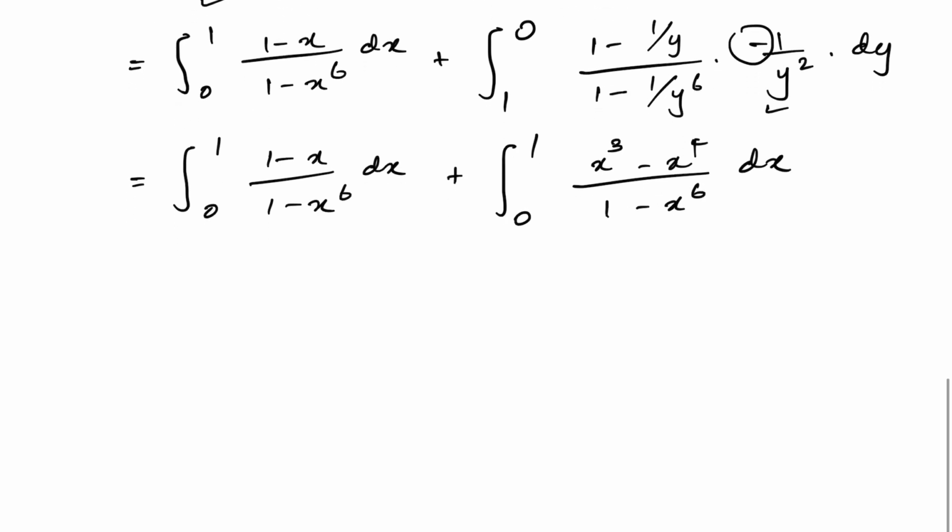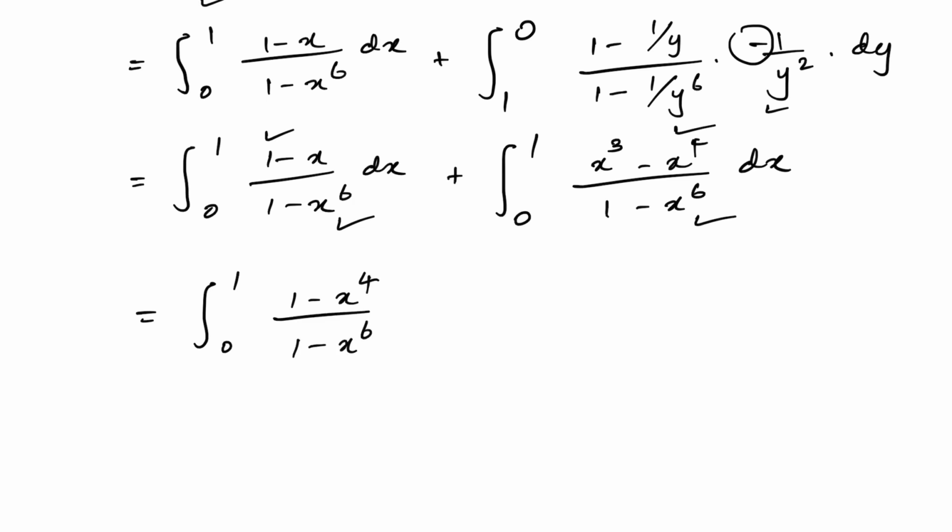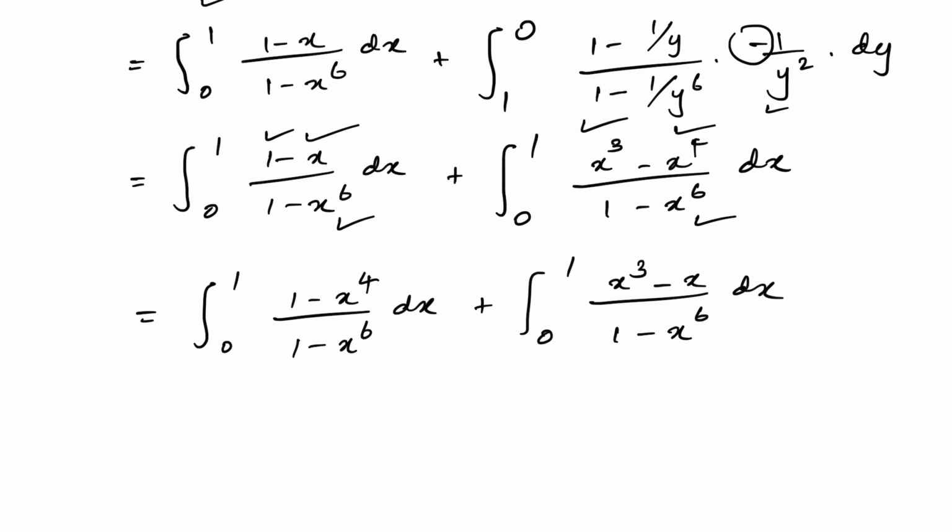Okay, now in both integrals we have the same denominator, so we can rearrange as we want. So I'm going to rewrite the integral from 0 to 1 of (1 minus x to the 4th power) over (1 minus x to the 6th power) dx, plus the integral from 0 to 1 of (x cubed minus x) over (1 minus x to the 6th power) dx.